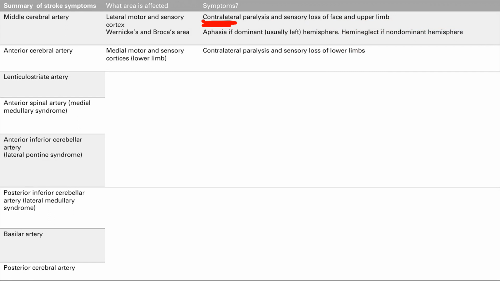Next is the lenticulostriate artery. How does this present? Do you remember? Remember, what parts of the body does it hit? It hits the internal capsule and the thalamus. So it's going to present with either pure contralateral motor weakness or pure contralateral sensory deficits of your face and body.